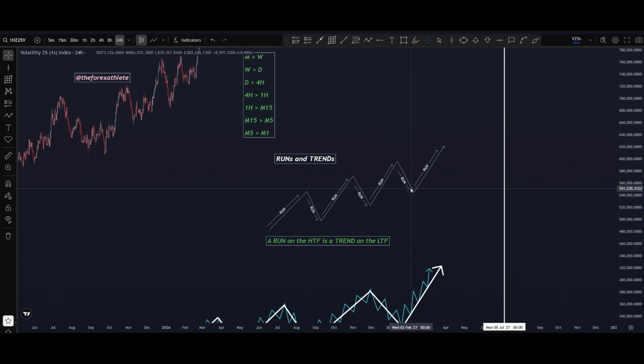So now that we have established the fact that on the higher time frame, the market structures are called runs, but on the lower time frame, these same runs on the higher time frame are trends on the lower time frame. So what it simply means is that a run on the higher time frame is a trend on the lower time frame. A run on the higher time frame is a trend on the lower time frame.